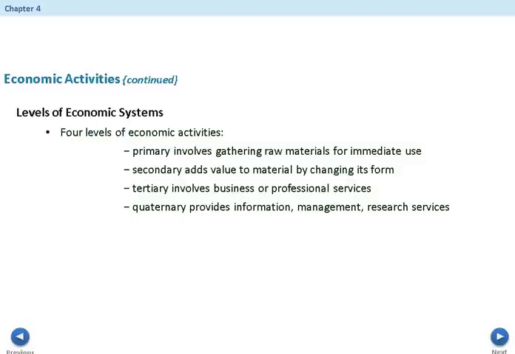So a good example of this is somebody that goes out and cuts down trees for a living, a logger. They would be involved in the primary industry because they are actually cutting down the raw materials. A person that uses those raw materials to make something would be involved in a secondary industry. And that would be somebody like a cabinet maker.